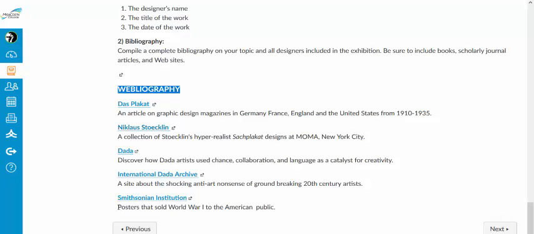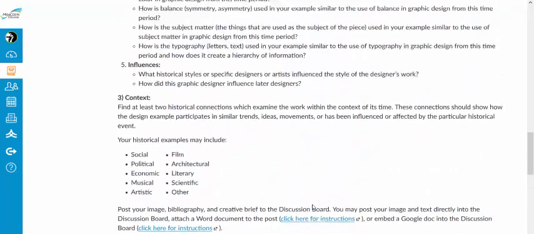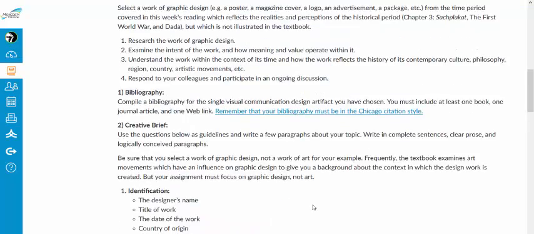Also, the Smithsonian Institution has some posters that we would call propaganda posters. I know that Brenda's working on a project about propaganda posters, so you may be interested in having a look at that. So that's this week's assignment.